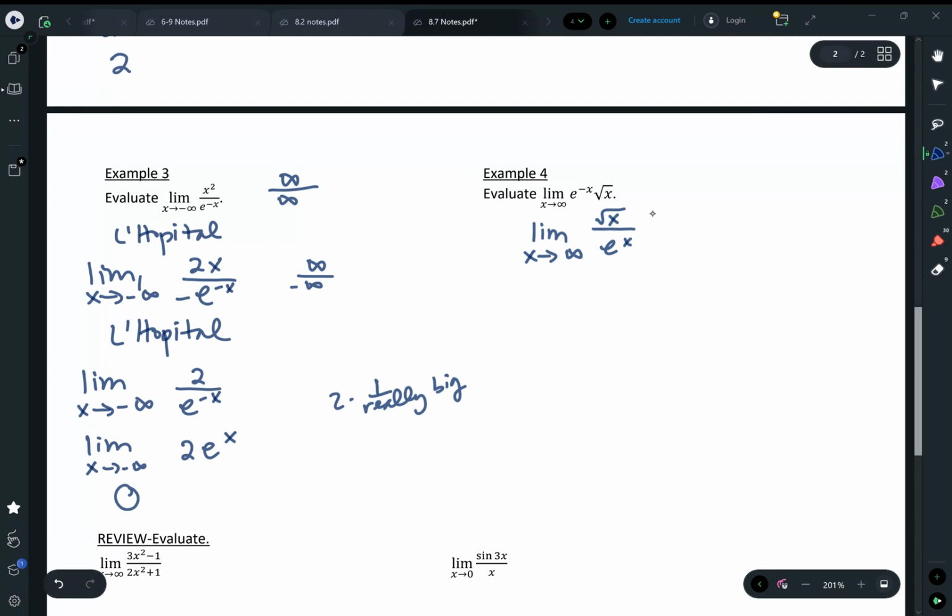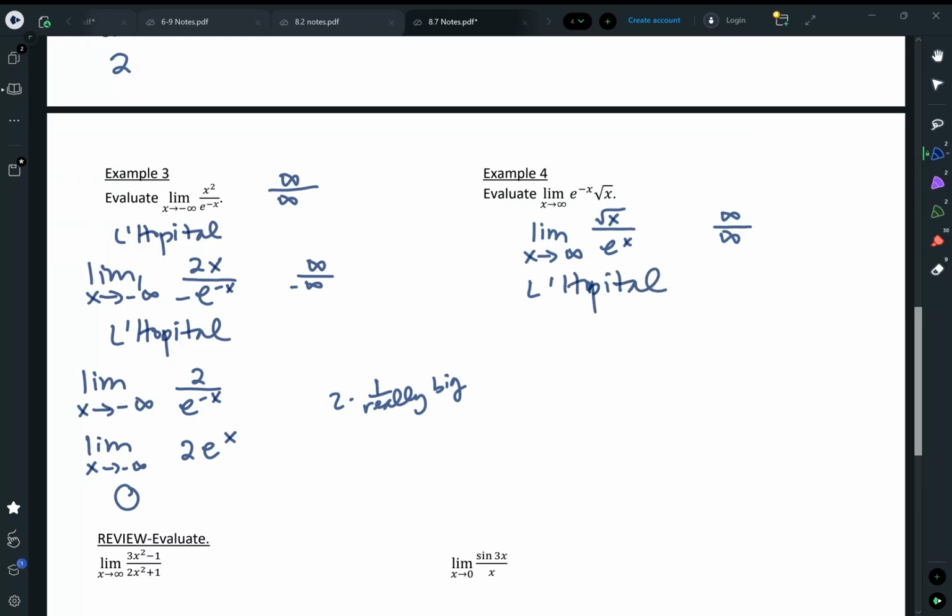If I put in infinity, square root of infinity, still infinity. e to the infinity power, still infinity. So we have something that's indeterminate. So because it's indeterminate, we're going to apply L'Hopital's rule. And we're going to take a derivative in the numerator and denominator. So our limit as x approaches infinity of, let's see, 1/2 x to the negative 1/2 power. This is just e to the x.